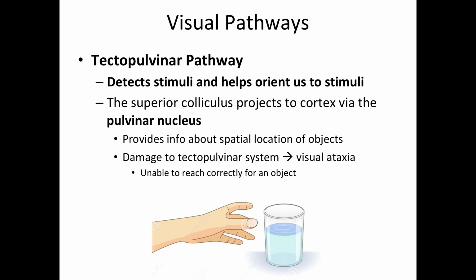If you have damage to the system, you will have what they call visual ataxia, which technically means not orienting in Greek. Here you will be unable to recognize where objects are located, and you won't be able to reach for them or orient yourself around them.